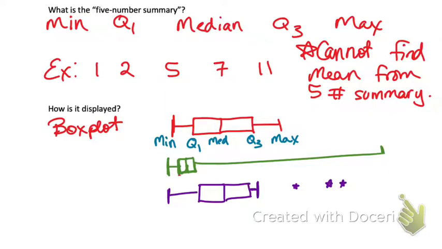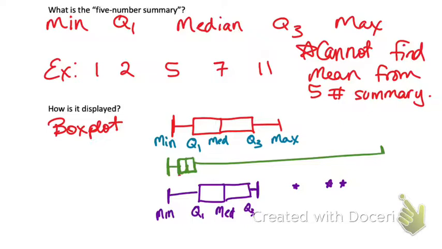What's this? Stars. What is this? This is our minimum. What's the left side of the box? What's the middle of the box? What's the upper end of the box? And this is where the rails come off. What is this? Max. Not the max.